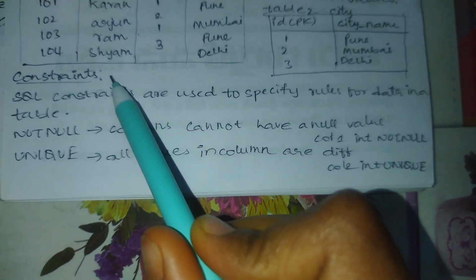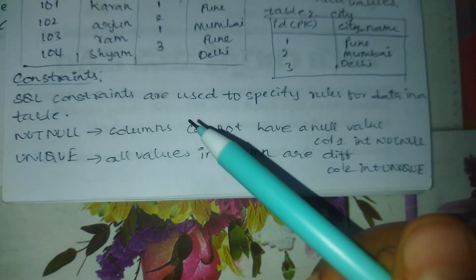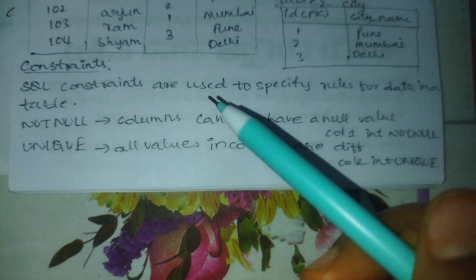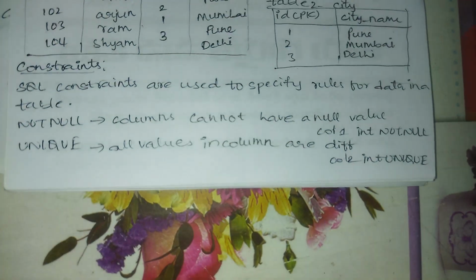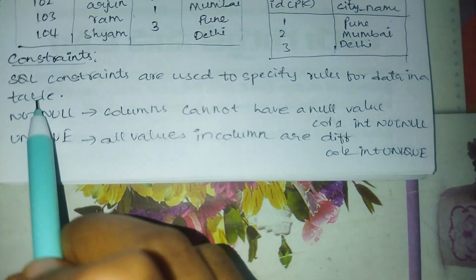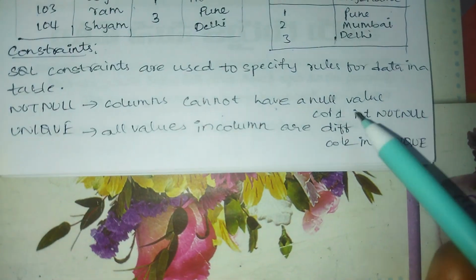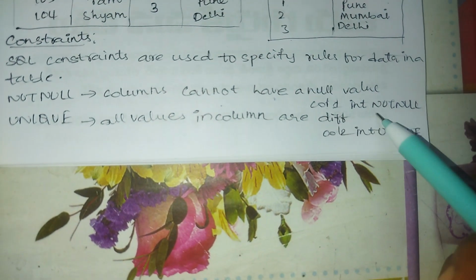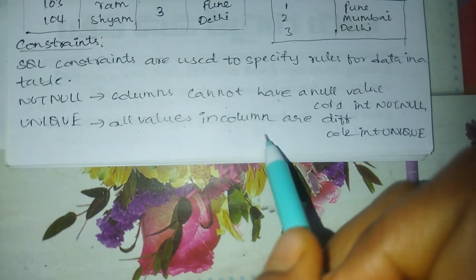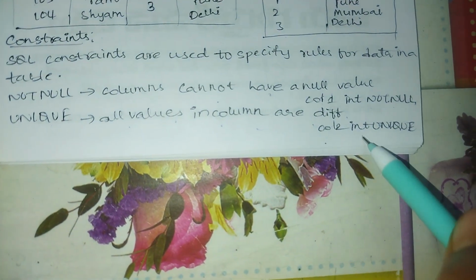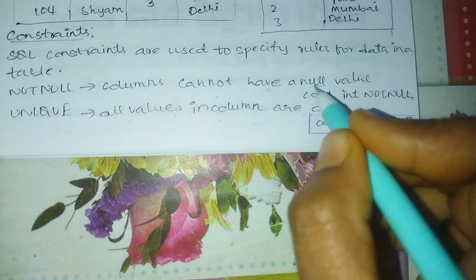Constraints are the set of rules for performing tasks in table formatting, like inserting, updating, deleting. We need to follow those rules. SQL constraints are used to specify rules for data in a table. Not null: cannot have null values, like column 1 not null. Unique: all values in a column are different, like column unique. These are the examples and the definitions.